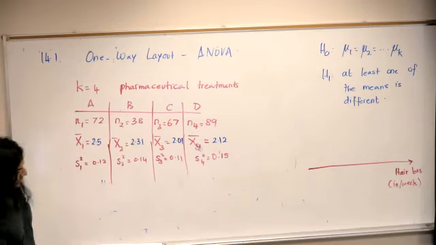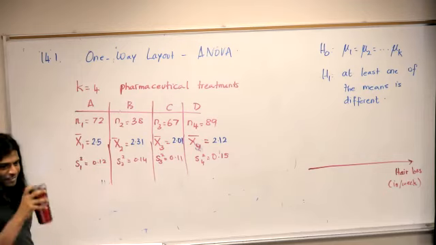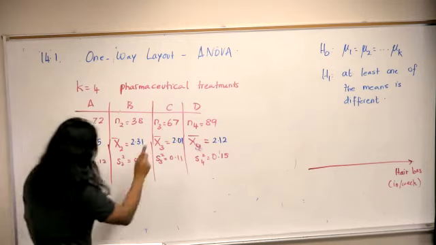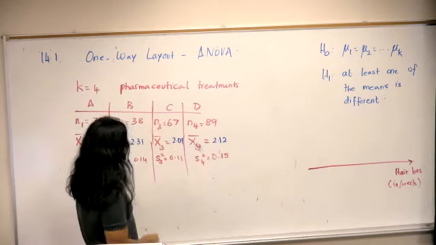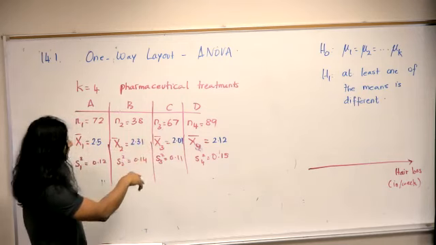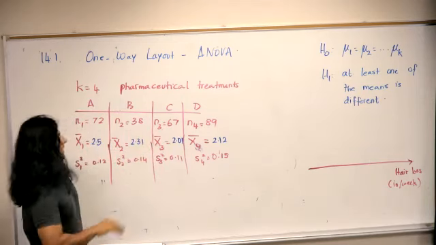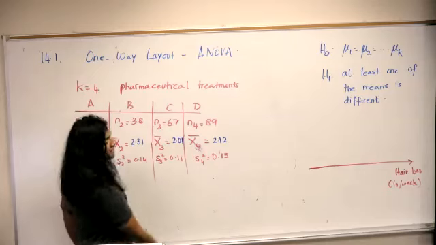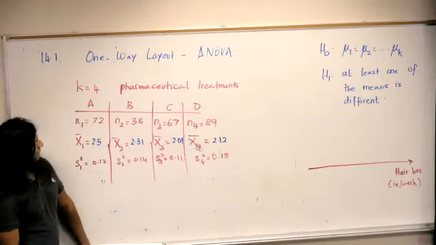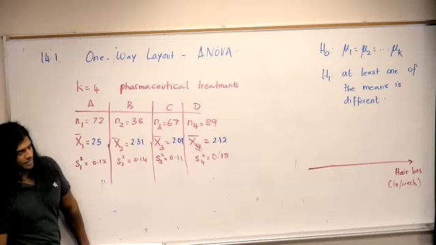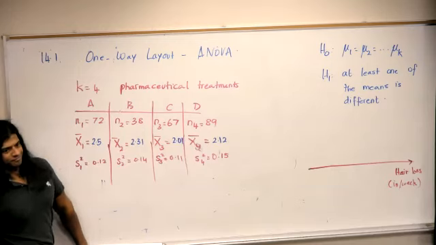Hector, what do you think? Is company C doing well? Hector thinks company C or drug C is great. If you use treatment C, then you'd have less hair loss. That's what Hector wanted, which is why I designed the problem that way. Who else thinks that C is going to be effective? Better than the rest. Everyone here?